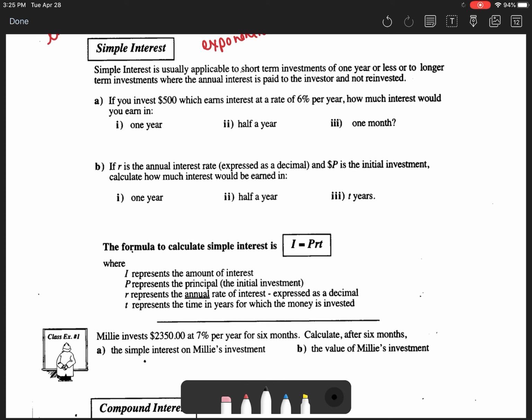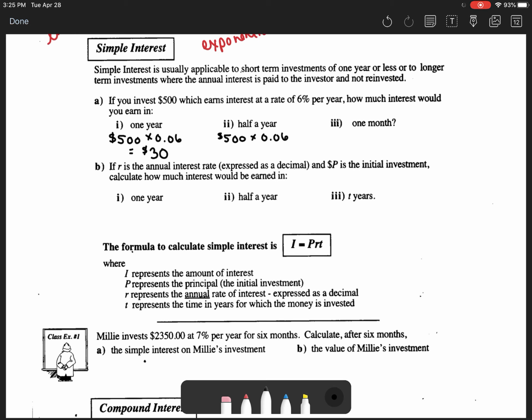Okay, so just to start, we take a look at simple interest. It says simple interest is usually applicable to short-term investments of 1 year or less, or to longer-term investments where the annual interest is paid to the investor and not reinvested. So for example, if you were to invest $500, which earns interest at a rate of 6% per year, how much interest would you earn in 1 year? Well, in 1 year, you would take the initial amount of money, the $500, and multiply it by the interest that you are given for that 1 year, which is 6%. So 500 times 0.06, that's going to be $30. So in 1 year, you earn $30.